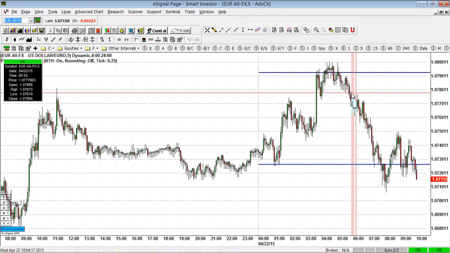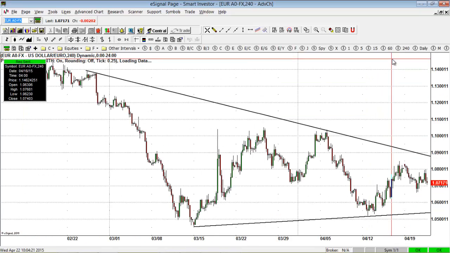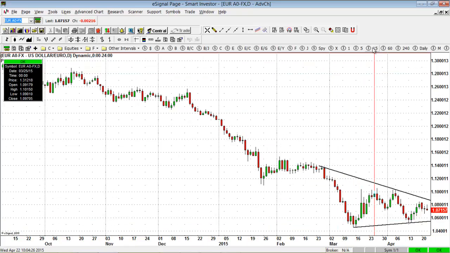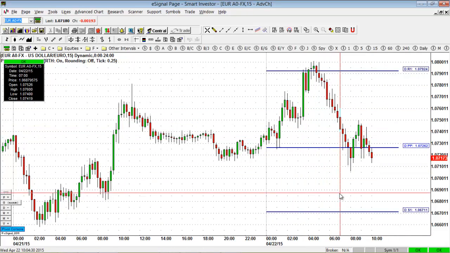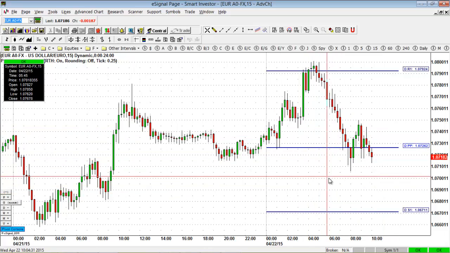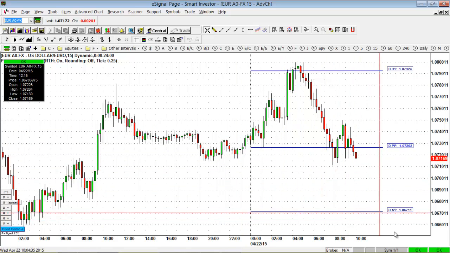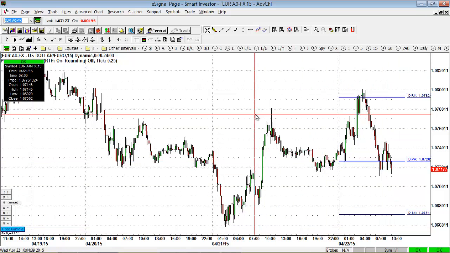As I speak, the euro is heading downwards slightly, not a lot, but slightly, and is now below the daily pivot point, and we'll wait and see if the market is able to reach down to the daily S1 support level.